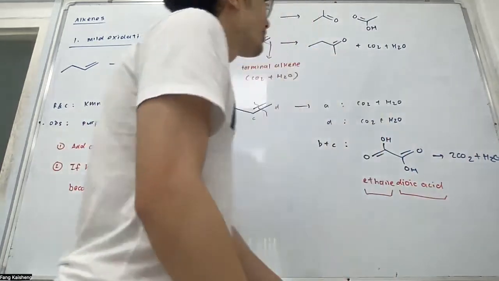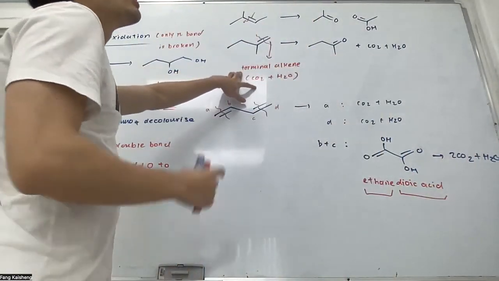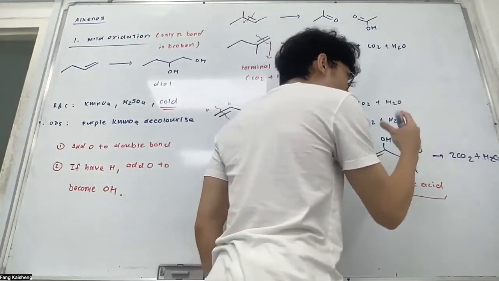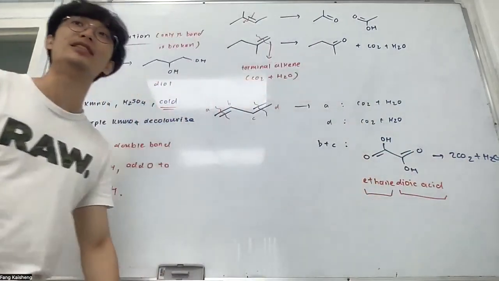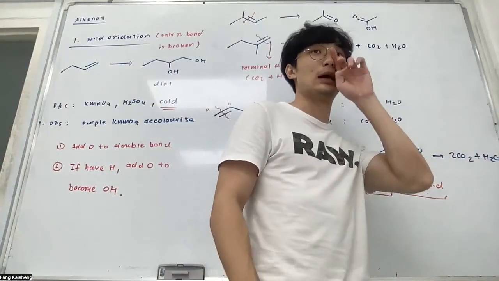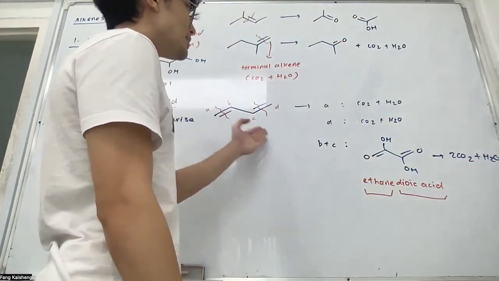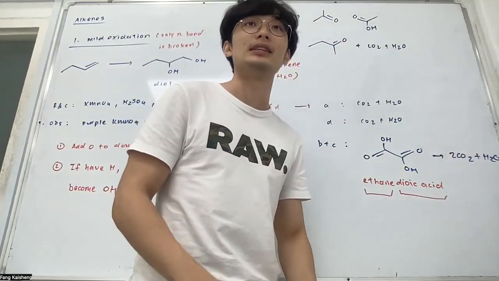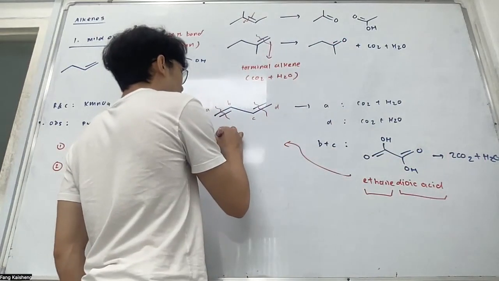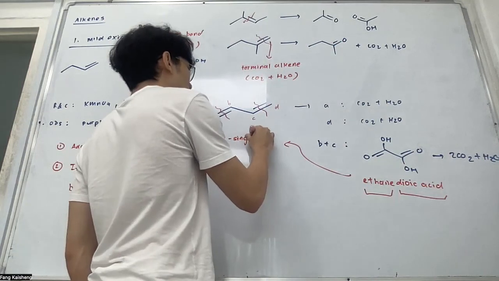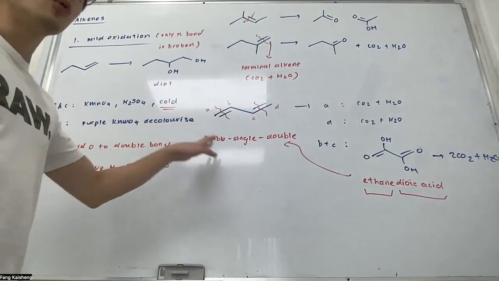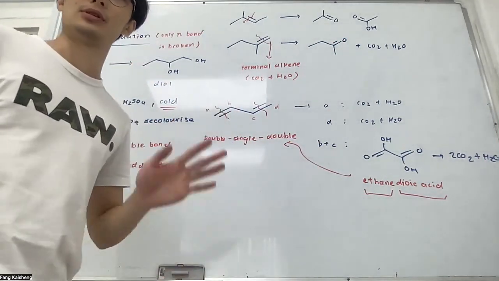So guys, a terminal alkene is not the only situation where you form carbon dioxide and water. You also form that when you have this weird-looking ethane dioic acid. If you draw this, your answer is wrong. You must delete it and change it to carbon dioxide and water. So at the end of the day, A, B, C, all of it is just carbon dioxide and water. Now, when you form ethane dioic acid, here's a little tip: try to spot this pattern: double, single, double. This is not a foolproof pattern; later I'll show you examples to see why.